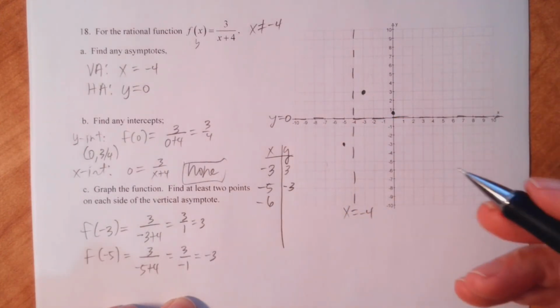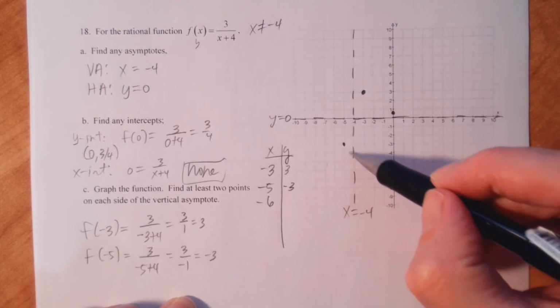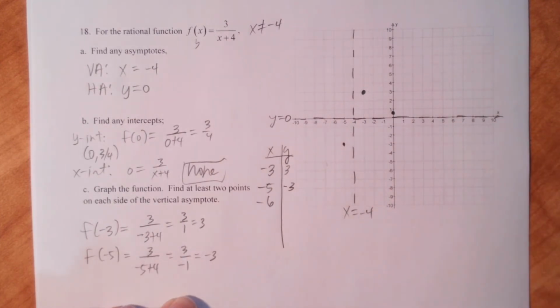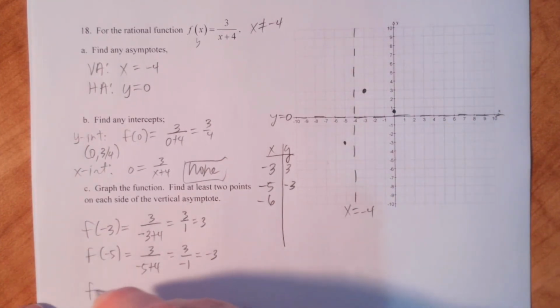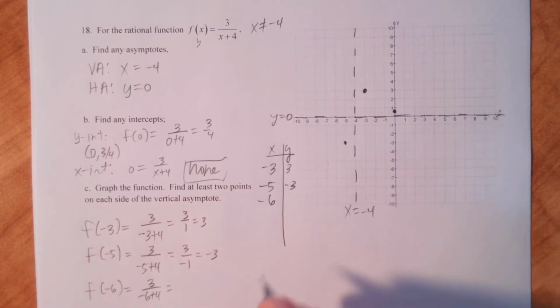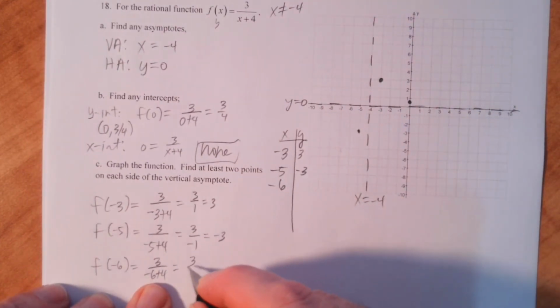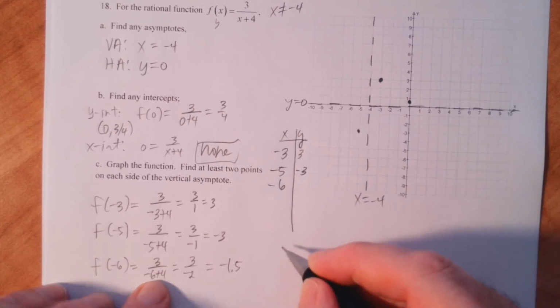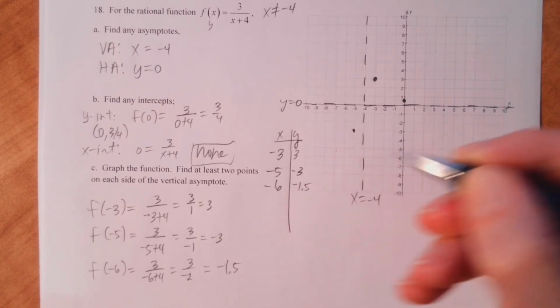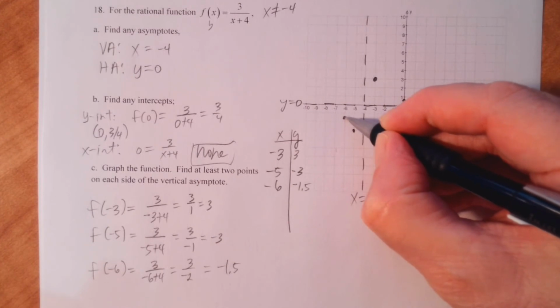So we pretty much know what it's going to look like now. We're going to have an arc over here. And it's looking like we'll have an arc here. Let's just find one more point to make sure. So let's plug in -6. We get 3 over -6 plus 4. That's 3 over -2, which is -1.5. So at -6, we're down 1.5.